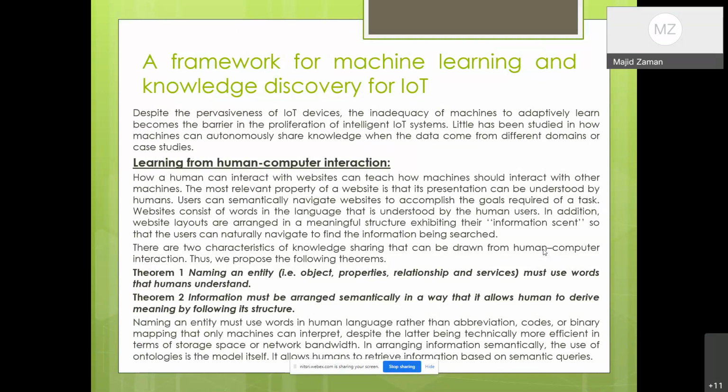The most relevant property of a website is that its presentation can be easily understood. Users can semantically navigate the perceptions. There are two characteristics of knowledge sharing that can be drawn from human computer interaction. Thus, we propose the following theorems. Theorem 1, naming an entity, and theorem 2, information must be arranged semantically in a way that allows humans to derive meaning by following its structure.